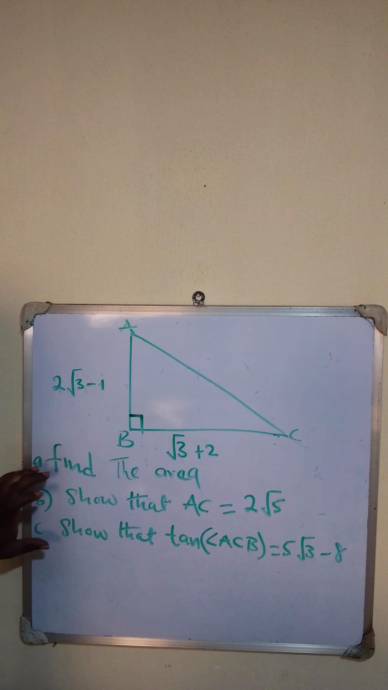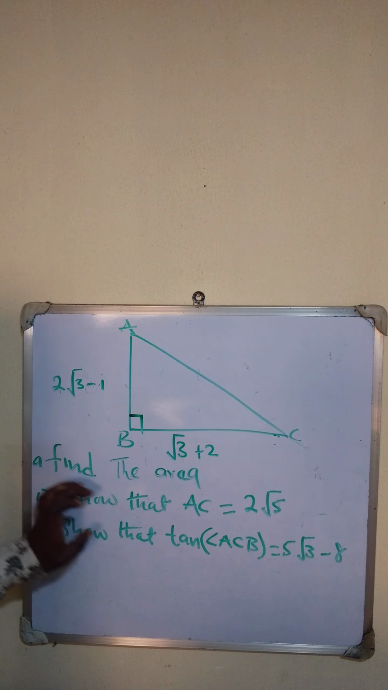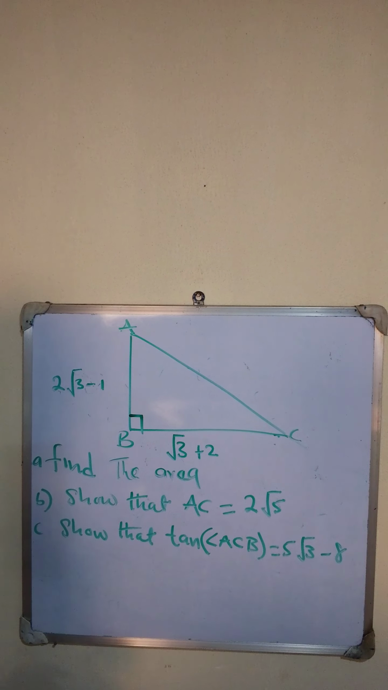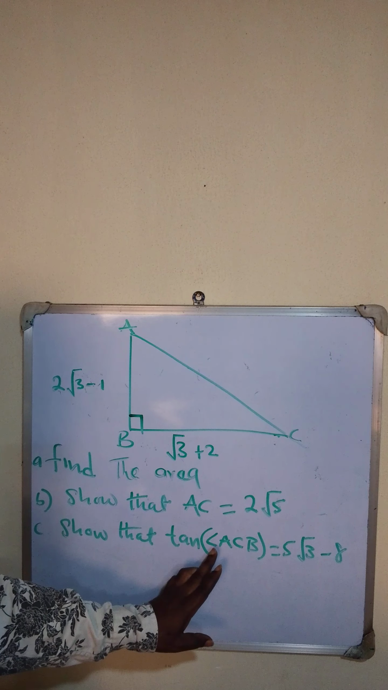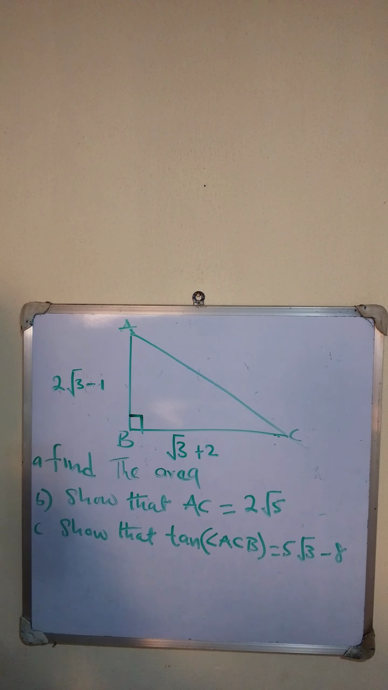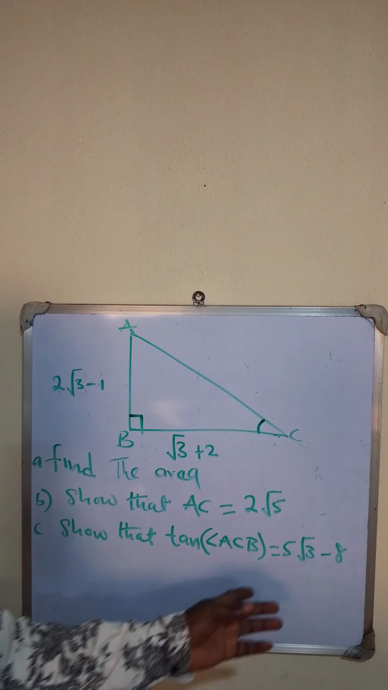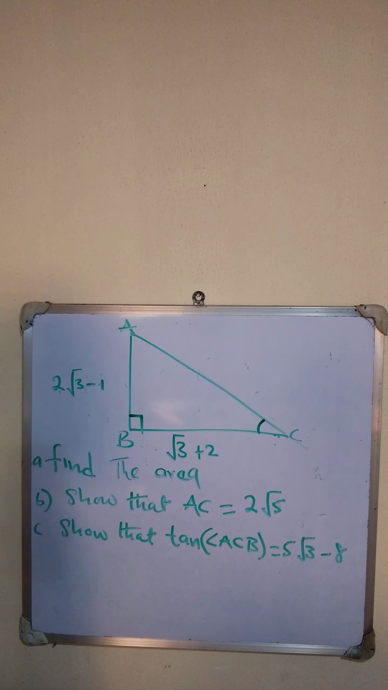The first thing, we find the area of the shape. And the second, we show that AC equals root 5. Then the third, we show that tan of angle ACB, that is, this angle, will be equal to 5 root 3 minus 8. That is the target. So let's start from the area.